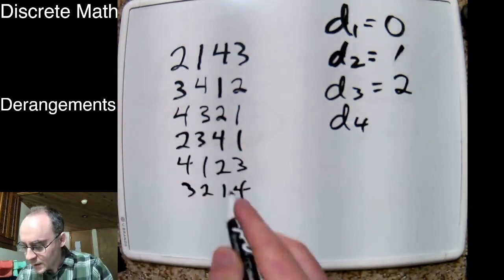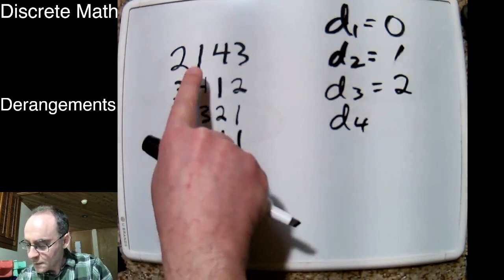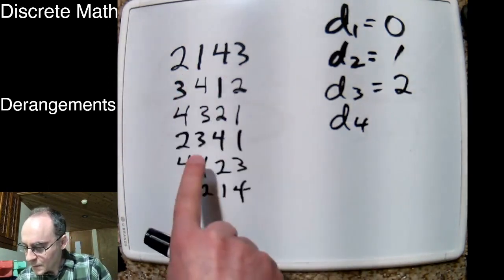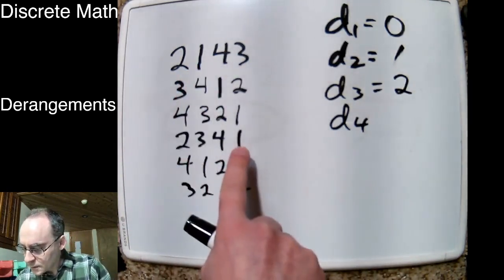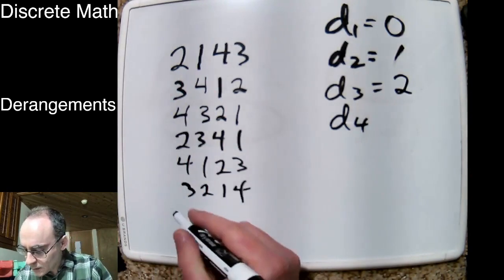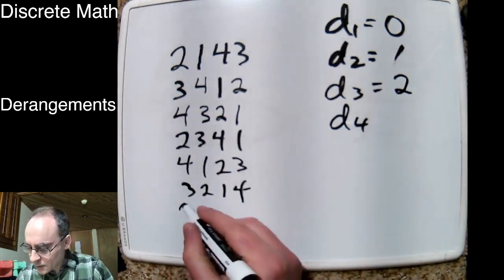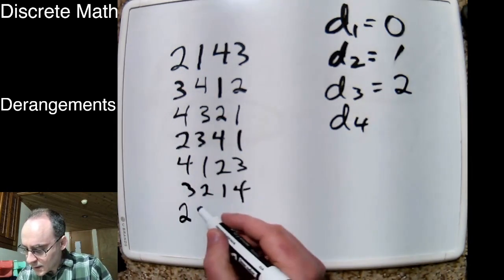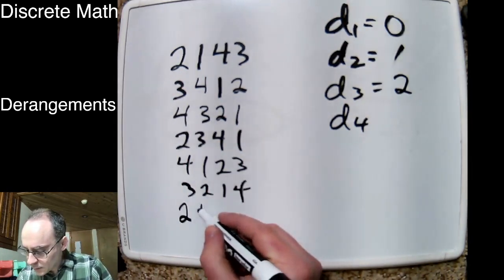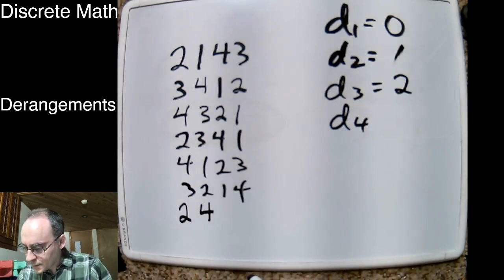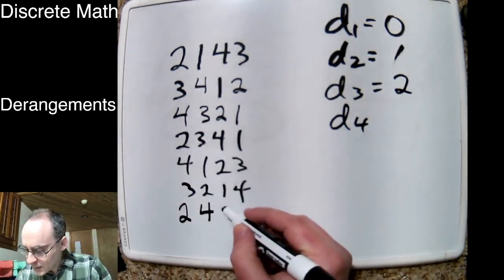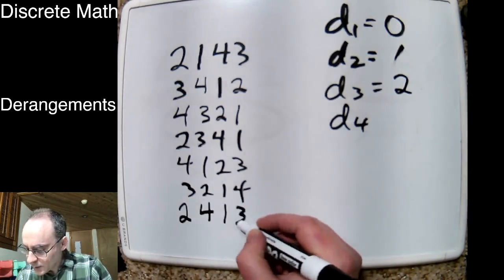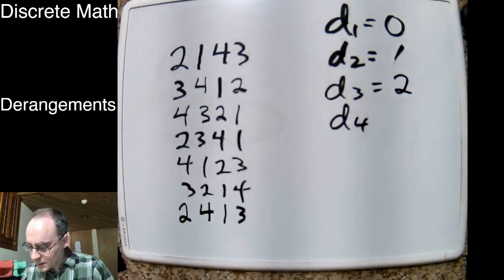Is there another one that begins with 2? So I can have the remaining things. I can have 1, 4, 3, 3, 4, 1. But is there another permutation there that will count as a derangement? Well, I could put the 4 here. 2, 4. I can't put the 3 next, so that has to be the 1, but then I could put the 3 there. So that's actually another derangement that I haven't done yet.